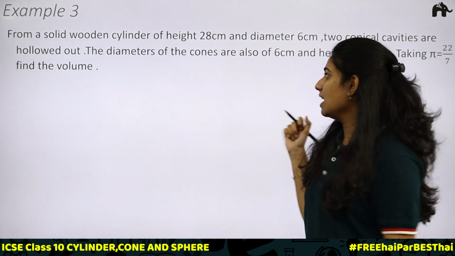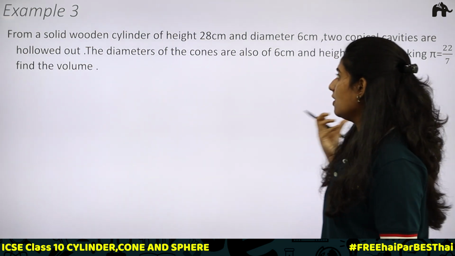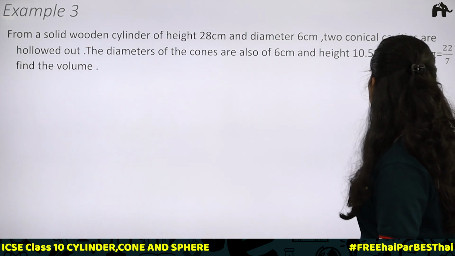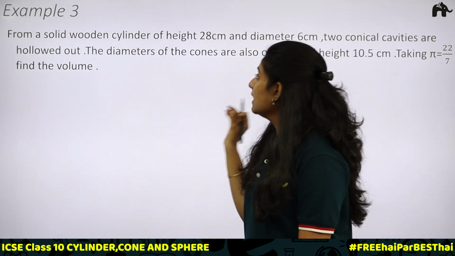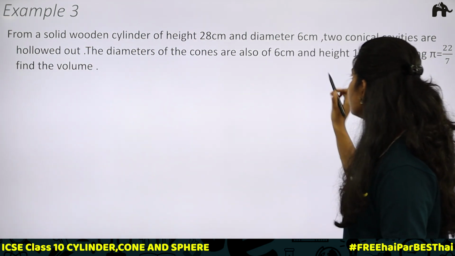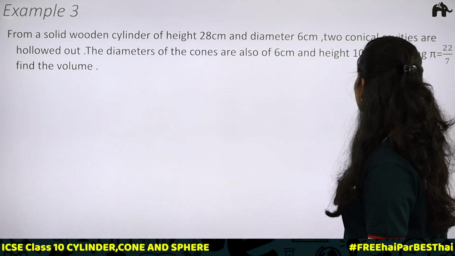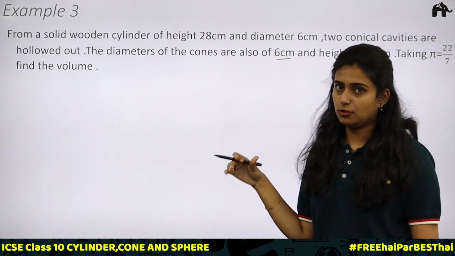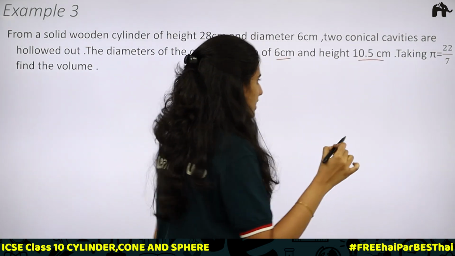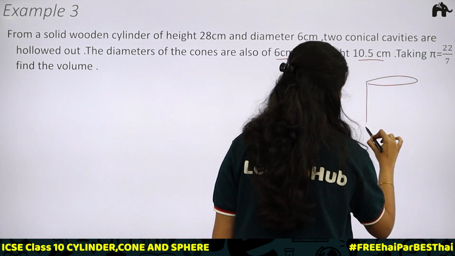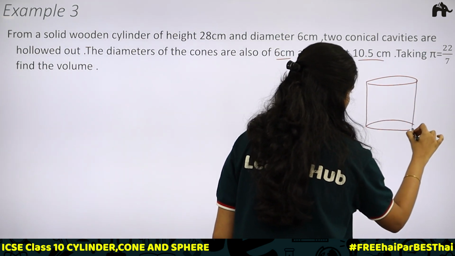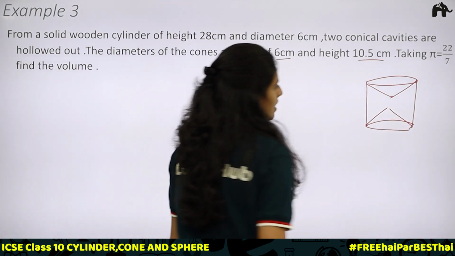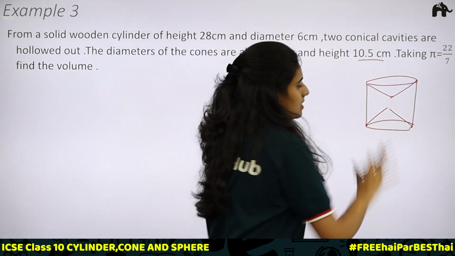Next, example 3. From a solid wooden cylinder of height 28 centimeter and diameter 6 centimeter, 2 conical cavities are hollowed out. The diameters of the cones are also 6 centimeter and height 10.5 centimeter. Taking pi is equal to 22 by 7, find the volume. Here we have a cylinder. From this cylinder, 2 cones are hollowed out. This is the cylinder, this is your first cone and this is your second cone.